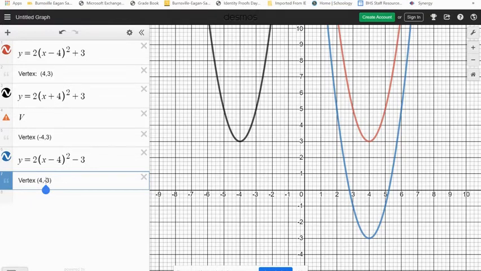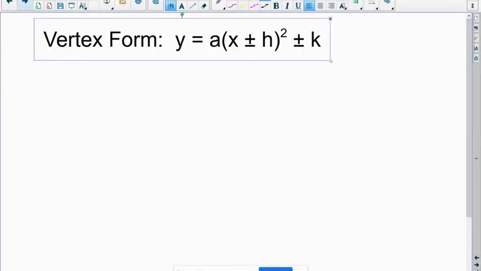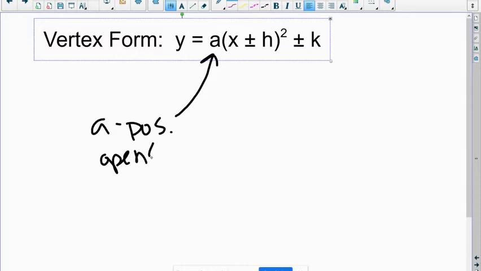Now, if you want, you can play around some more with this. I'll put the link to this activity into Schoology so you can play around with the numbers a little bit if you'd like. But let's go back to our notes and let's summarize. So in our vertex form, this first number here will tell you whether it opens up or down. We call that a. So if a is positive, it opens up. And if a is negative, it opens down.